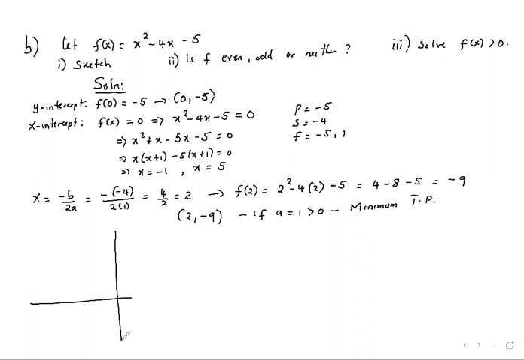We have everything that we needed. 1, turning point at 2, -9. So it's down here. y-intercept -5, x-intercept -1 and 5. So we have the graph. So this is 5, and this is -1, and this is -5. And done with the sketch. 5 marks.